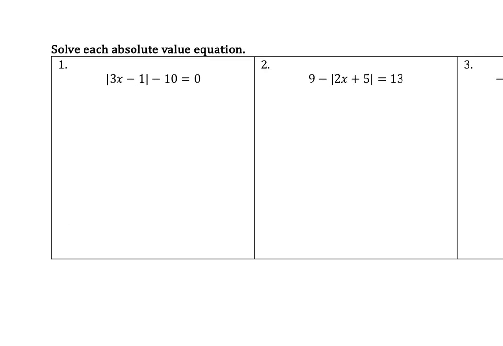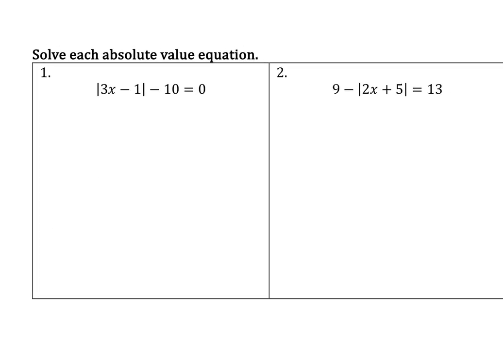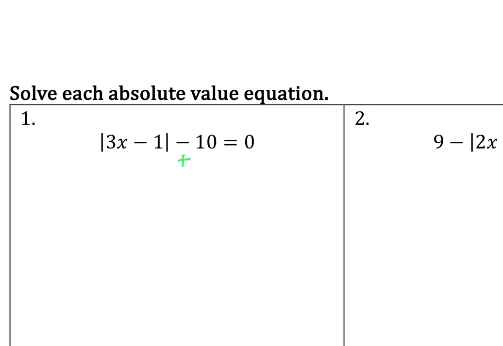let's look at 3 more examples here, practicing solving these equations. Starting with number 1, we have the absolute value of 3x minus 1 minus 10 is equal to 0. So again, step number 1 is we need to isolate this absolute value part. So on the left side of this equal sign there is a minus 10. So we'll undo that minus 10 by adding the 10 so that that cancels out. So that we're left with the absolute value of 3x minus 1 is equal to 10.